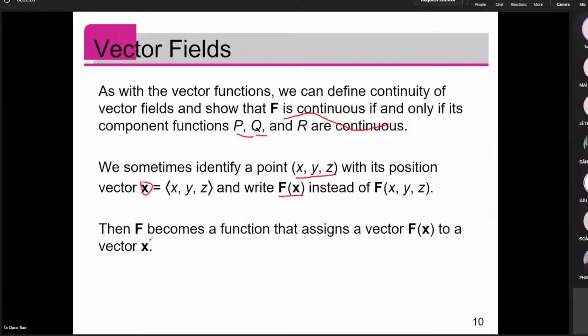Now F becomes a function that assigns a vector F(x) to a vector x. So x now goes to F(x). The notation is quite similar to a function of one variable in calculus 1.